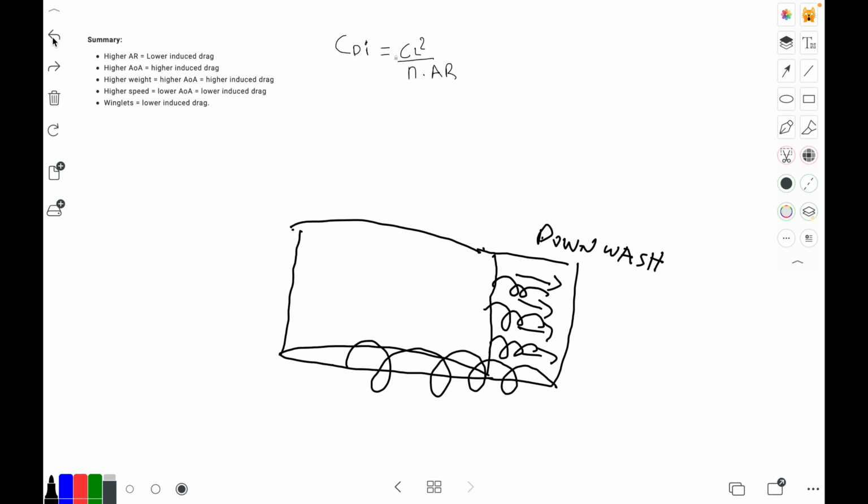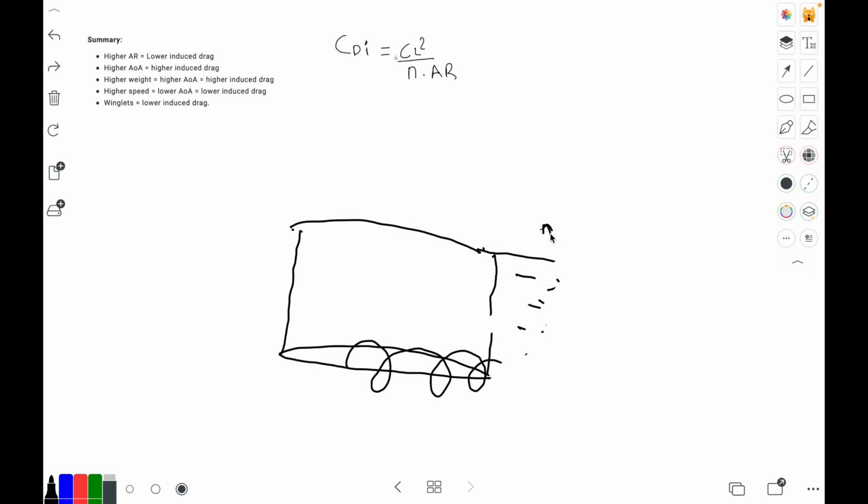Here I've put a summary on the upper left side. What happens with higher aspect ratio, with higher angle of attack, with higher weight or speed? In general, the size and strength of wingtip vortices depends on pressure differential, speed, and chord length.